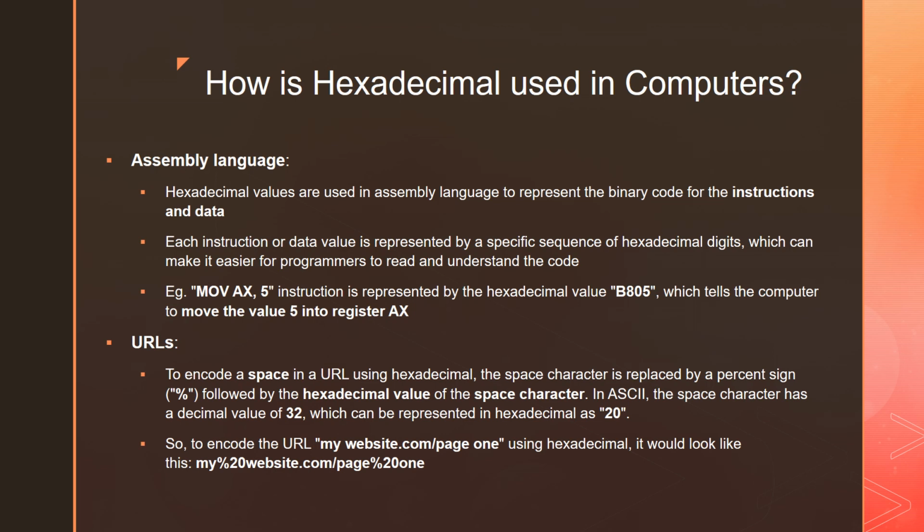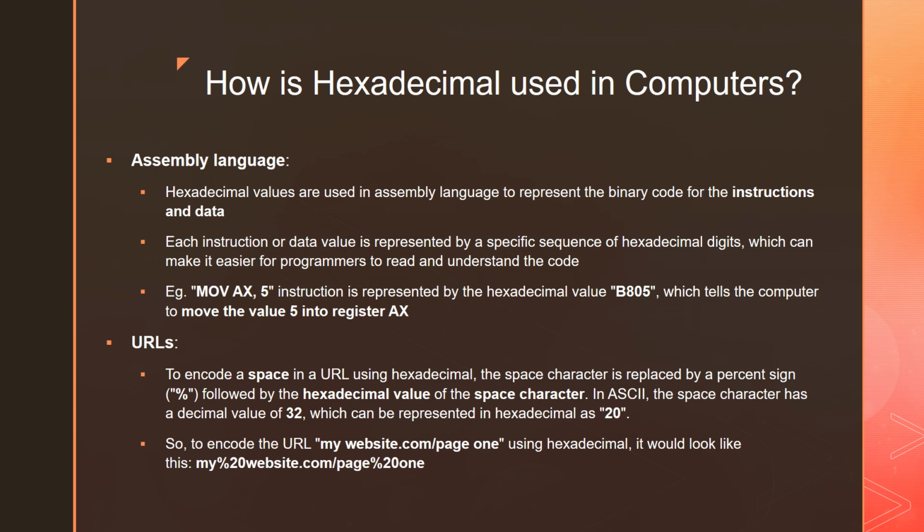Assembly language. So we can use hex in assembly language. I hope you know what assembly language is. If you don't know, let me give you a quick recap. Assembly language is a low-level language. It uses mnemonics to represent words. Like if you're using addition, then it can be ADD. If you're saying subtraction, it can be SUB. So hexadecimal values are used in assembly language to represent the binary code for the instructions and data. Each instruction or data value is represented by a specific sequence of hexadecimal digits, which can make it easier for a programmer to read and understand the code. For example, in assembly language, we will write MOV AX, 5. The instruction is represented by the hex value B805, which tells the computer to move the value 5 into register AX.